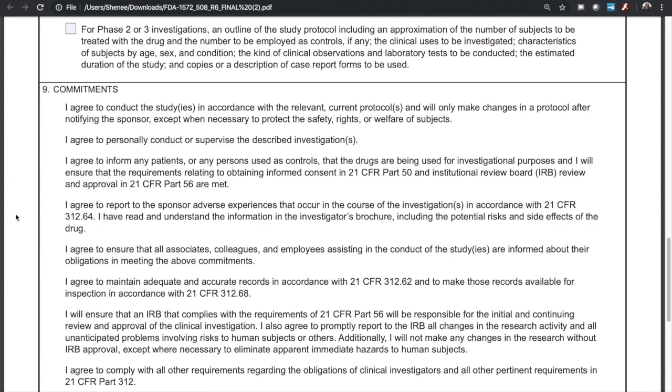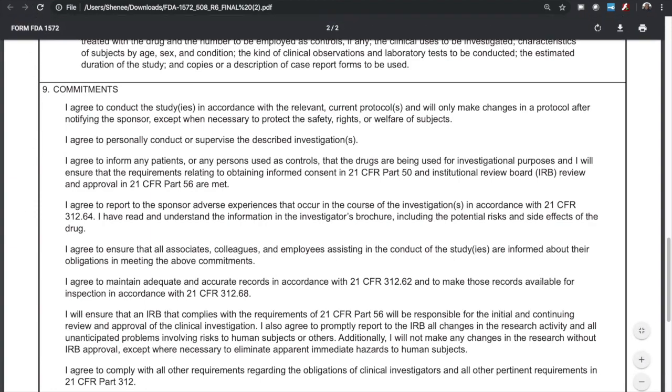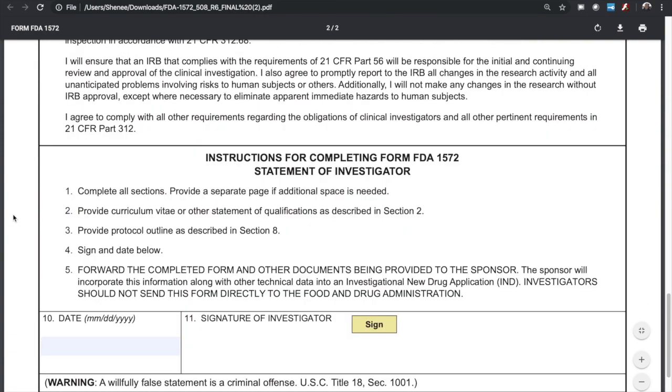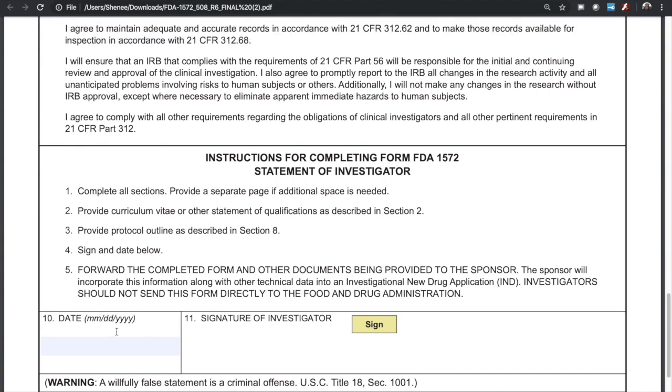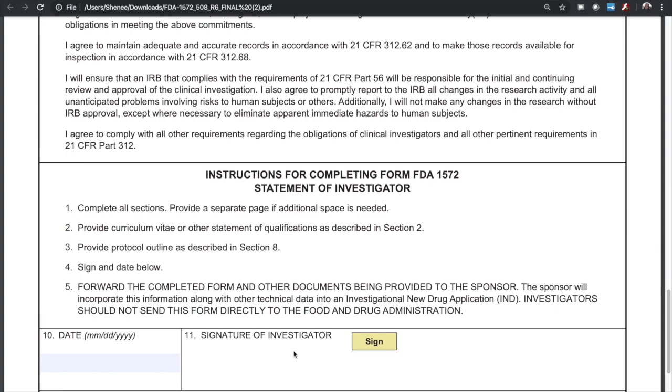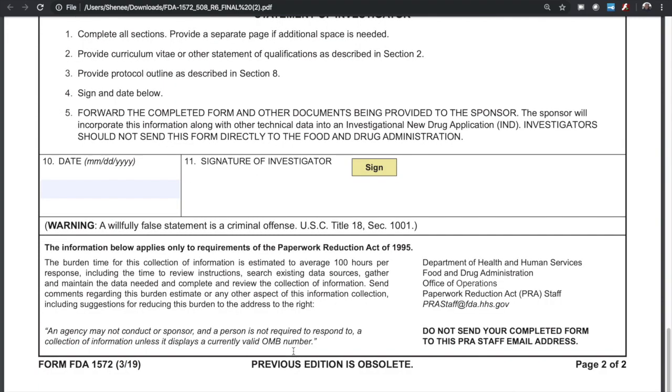Okay, again, like I said, you can go to Google and just search Form FDA 1572. It's a PDF and it'll pop right up. So here is the signature section. Box 10 is the date and signature of the investigator, which is where they sign, and that's it. That is the Form FDA 1572, a very important, essential regulatory document for U.S. clinical investigations. Okay, so that's it. That's the Form FDA 1572.